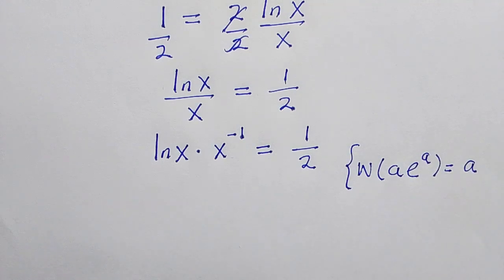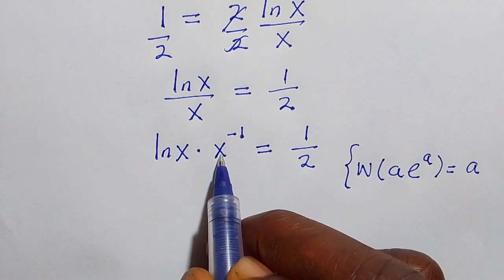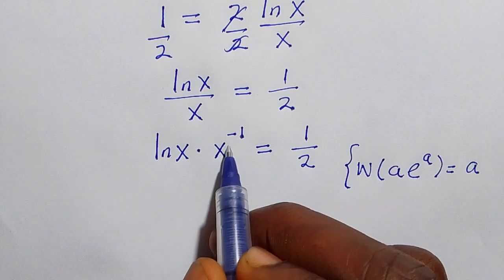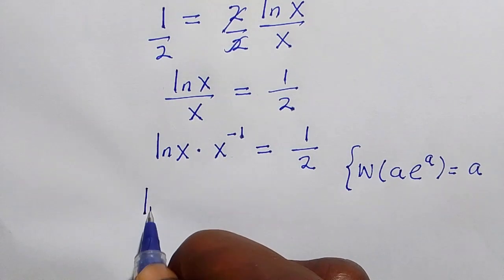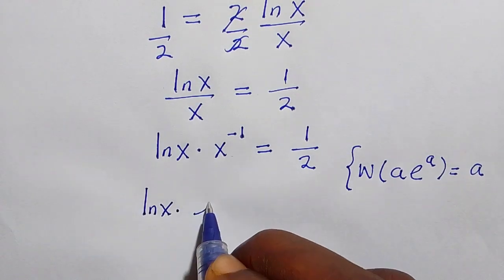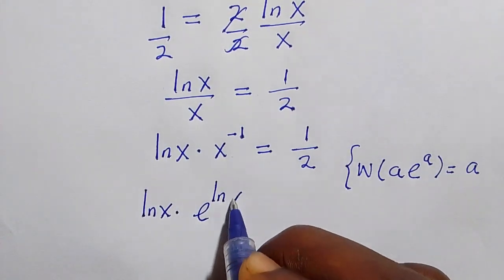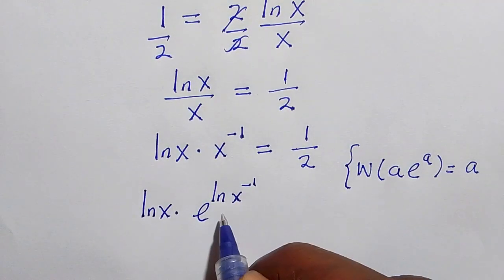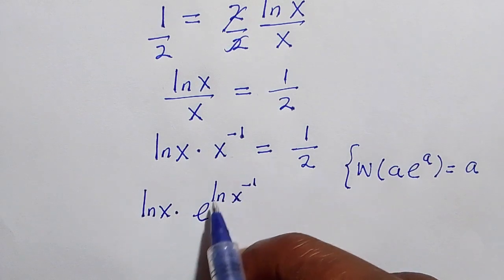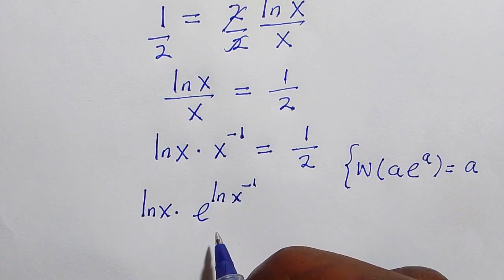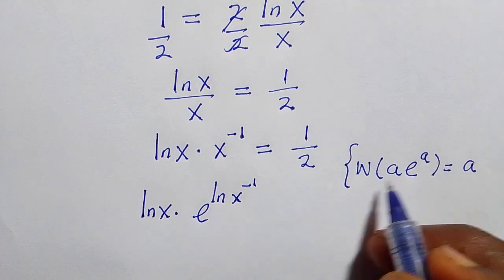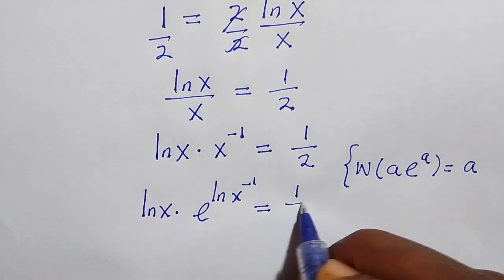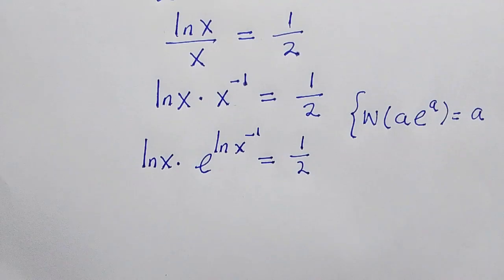So the next thing we are going to do is introduce e and ln to this x to the power of minus 1. We can write this as ln x multiplied by e to the power of ln x raised to the power minus 1. This is the same thing as x to the power minus 1, because e and ln are inverses of each other and cancel. I just introduced it to get this result. Everything equals 1 divided by 2.